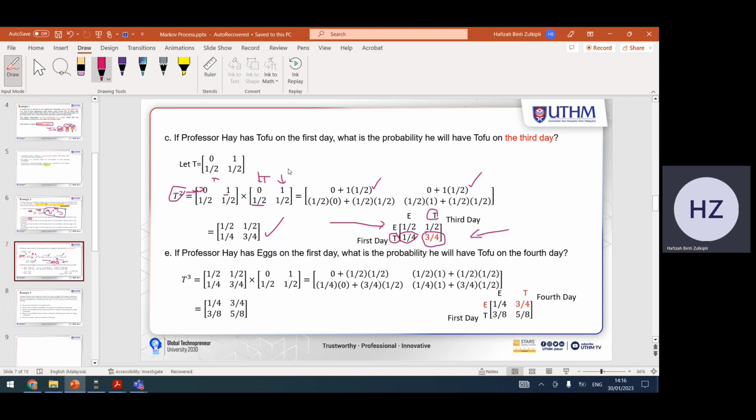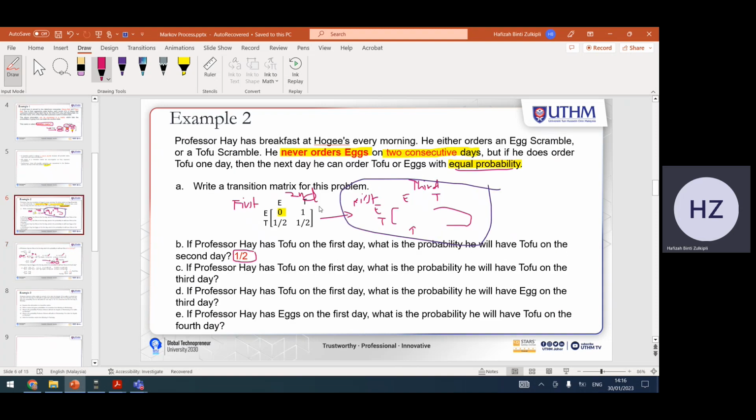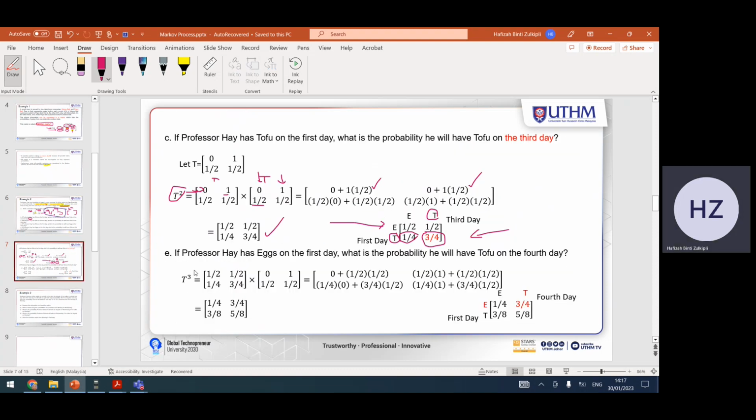So this is first day to second day. This is first day to third day. Another one is first day to fourth day. So you will have 3 transitions. That means we need to cube the T. Okay? Power of 3 here. T times T times T. We already have T to the power of 2 from before, so we just need to multiply with another T to get T cubed.